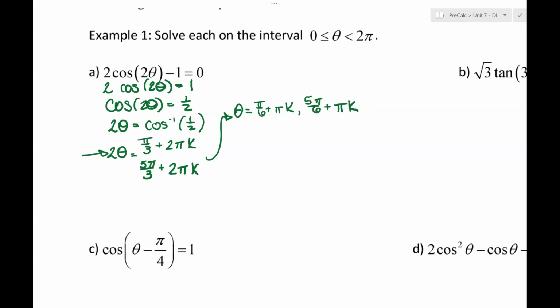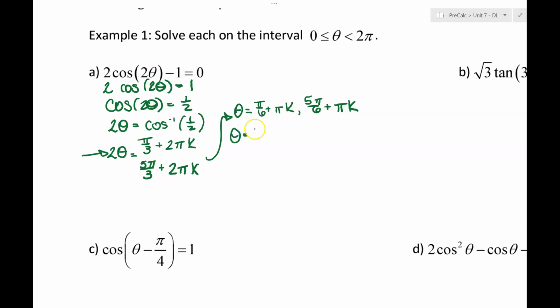We have to remember that the 2 inside of the parentheses is that horizontal compression. So it's making our graph oscillate faster, which means that where cosine hits the 1/2 value is going to occur faster. So we set up our equations as the normal pi over 3, 5 pi over 3, and then it occurs every rotation. And then we just find our values.